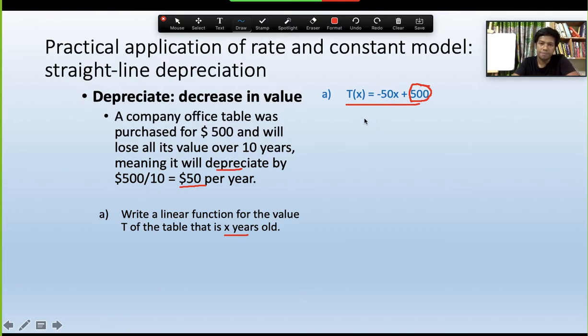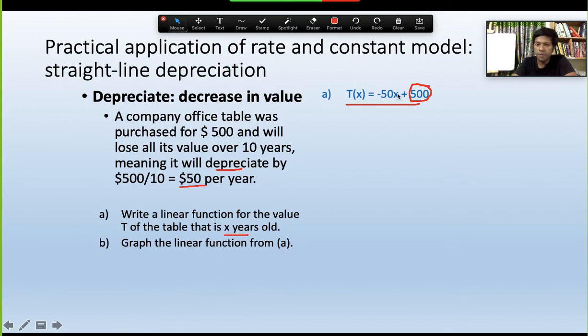So this is the model for the depreciation. The only difference between this math and the previous math is that here we have a negative sign, and the negative sign is because of the decrease in value.